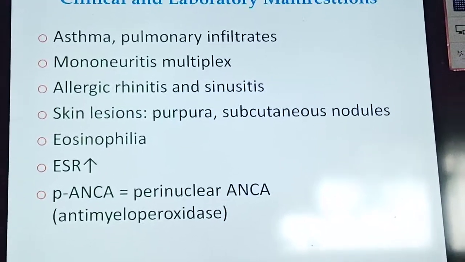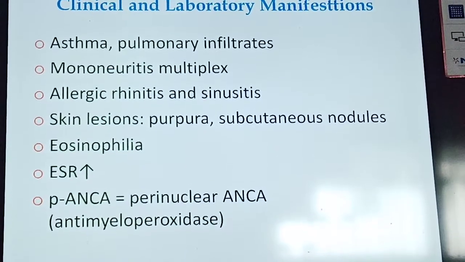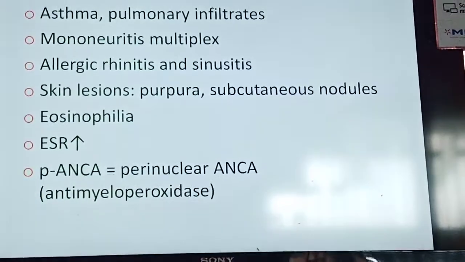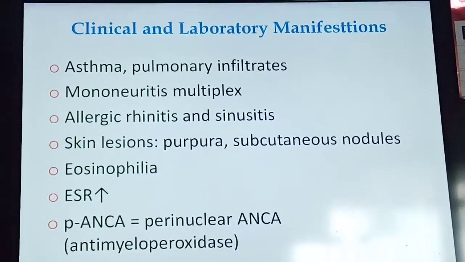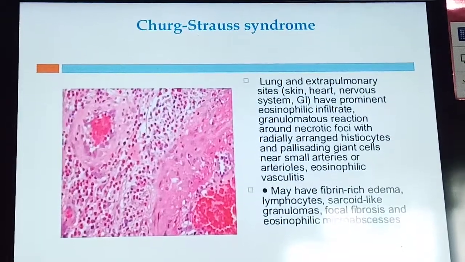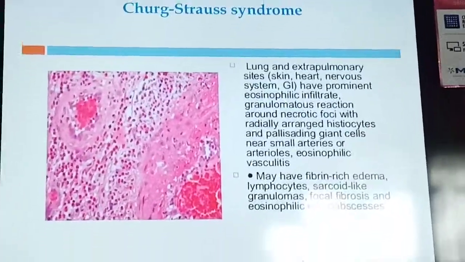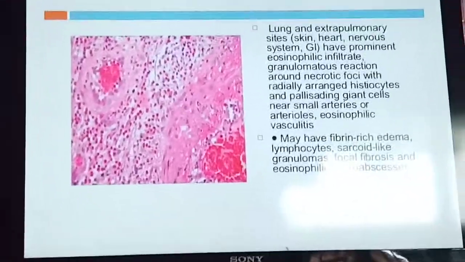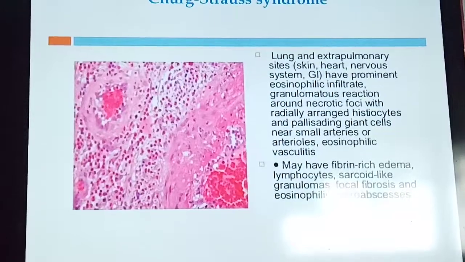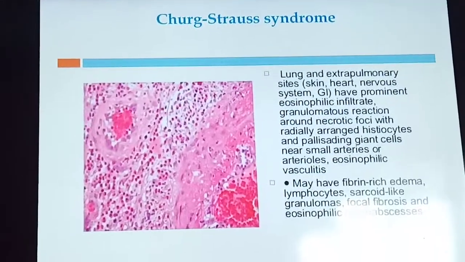The clinical and laboratory manifestations are asthma, pulmonary infiltrates, mononeuritis multiplex, allergic rhinitis and sinusitis. In skin lesions, there is purpura, subcutaneous nodule, eosinophilia, increased ESR and P-ANCA positivity. In the histopathological picture, the lung and extrapulmonary sites like skin, heart, nervous system, and GI show prominent eosinophilic infiltrate, with granulomatous reaction around the necrotic foci with radially arranged histiocytes and palisading giant cells near small arteries or arterioles, and eosinophilic vasculitis.